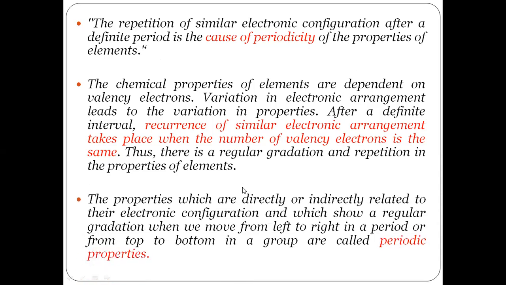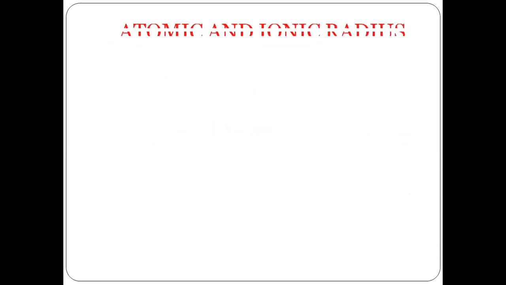And the properties which are directly related to the electronic configuration will show a regular gradation when we move from left to right in a periodic table, or when we move from top to bottom. These properties are known as periodic properties, and that is what we are trying to understand today. So let us take periodic properties one by one and learn their variation in a group and in a period. The first periodic property which I am taking is atomic and ionic radius.